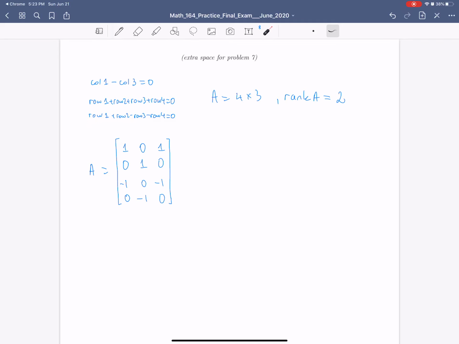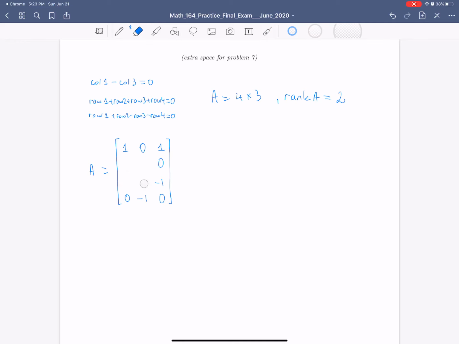And then this one says that if I add up the first two rows, I should get the same as adding up the last two rows. Okay, here I see that I have a problem. Why do I have a problem? Because if I add these two rows, I don't get the same thing as if I add those two rows. So this is a problem. Okay, I'm seeing an easy fix. Maybe I can switch these two as a starting point.